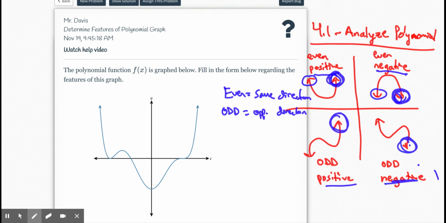So if we just look at that one end behavior, the positive x direction, that actually can tell us whether it is a positive or negative leading coefficient. And then if it is even, that means they're going in the same direction, and it's odd if they're going in opposite directions. So we can determine a lot about this function by just looking at the end behavior, these two things. So given this function, let's go ahead and identify those.